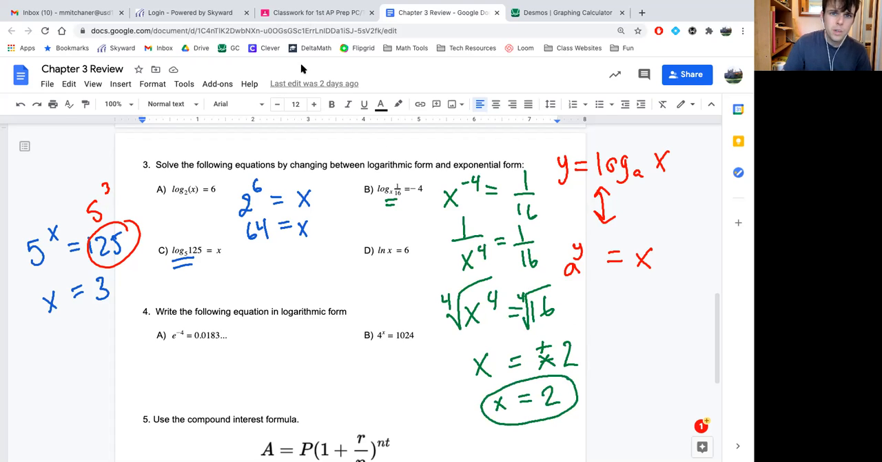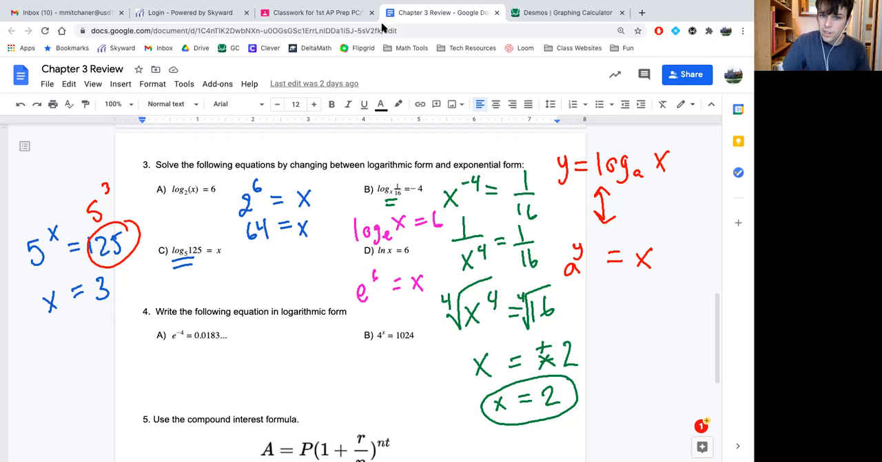And then the last one here is a natural log. So remember, natural log is log base e. I can rewrite it this way if I want to, but I can just keep that in mind also. So converting this, we get e to the 6th equals x. We could multiply that out, but I'm just going to leave my answer in terms of e.